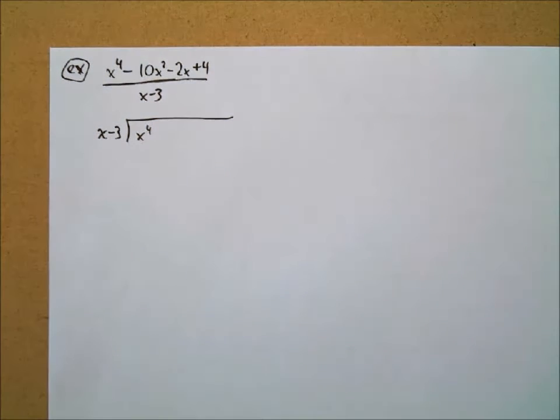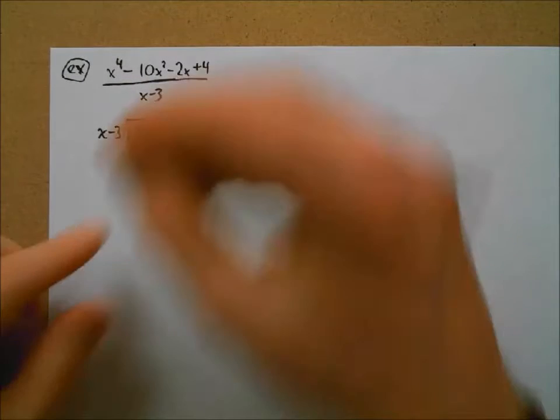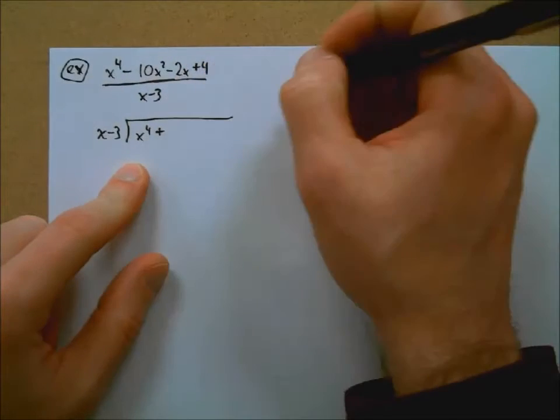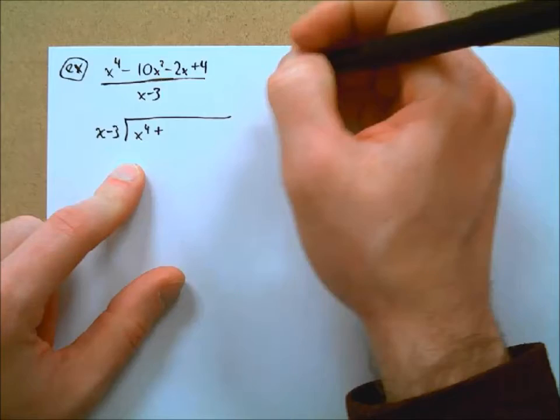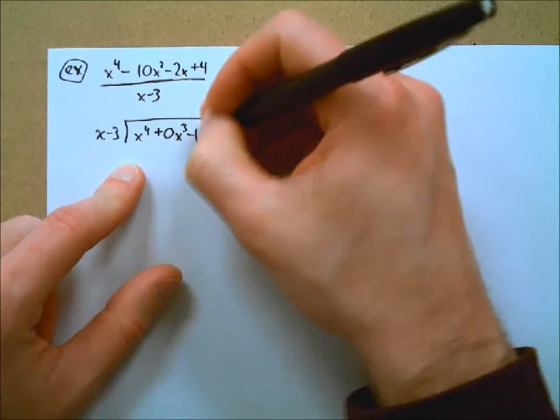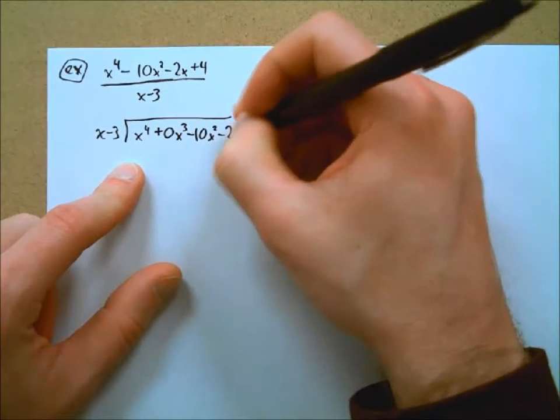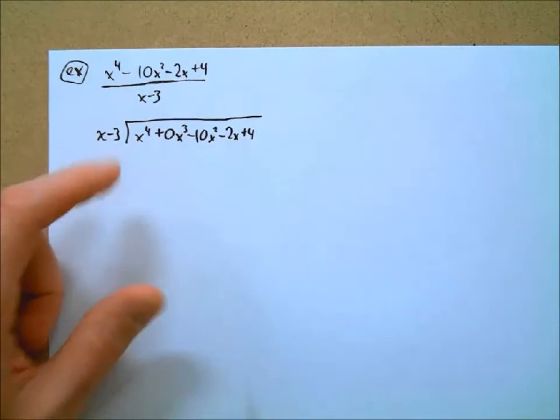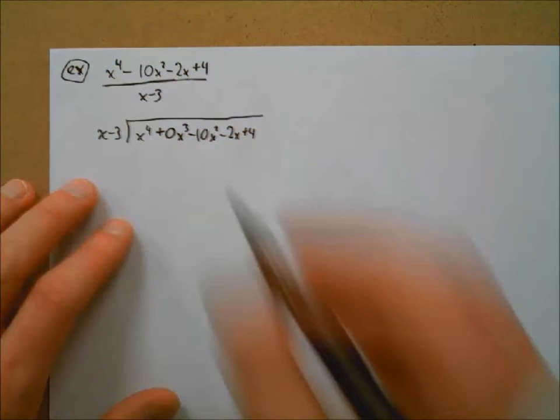We don't have an x cubed term here, all right? And this is something you want to be on your toes for. It's not necessary that you do what I'm about to do, but it is helpful, I find, just for organization's sake. Put a placeholder in. So how many x cubes do we have in this problem? 0. So I'm going to put plus 0x cubed, and then minus 10x squared, and minus 2x, and then plus 4, okay?